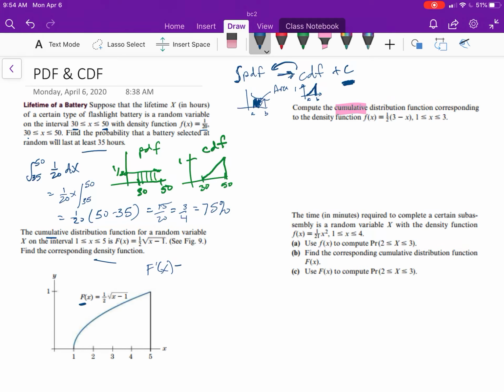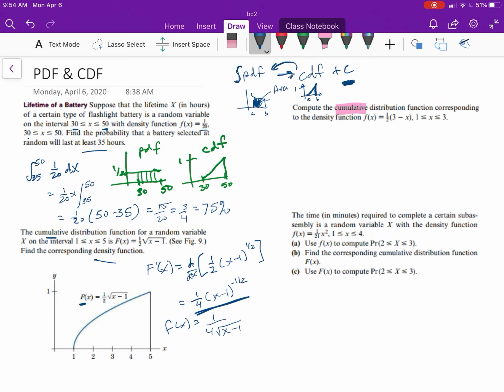So I need the derivative of the 1/2 square root, so I'm going to change it to x minus 1 to the 1/2 power. I need that derivative. So bring down the 1/2, we get 1/2 times 1/2 is 1/4, x minus 1 to the negative 1/2. So the corresponding density function, if I rewrote that, is 1 over 4 square root x minus 1. Okay, that is it. Or, you know, could have probably just left it like that, but either way.